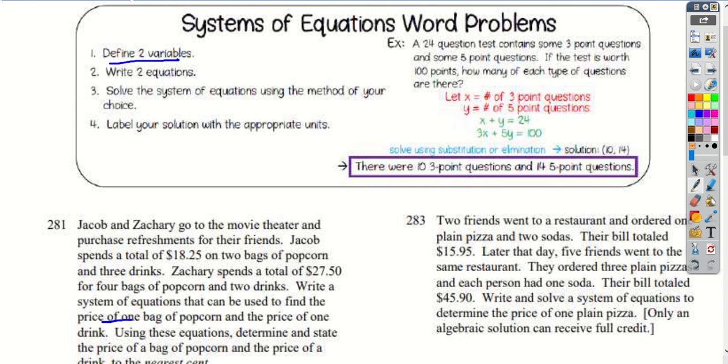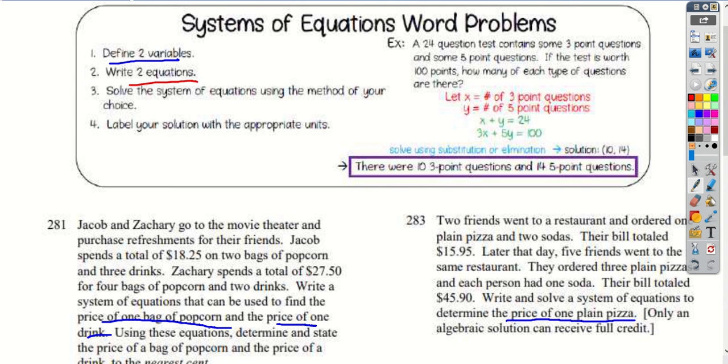And it says the price of one popcorn and the price of one drink, and then determine. So here I have to come up with a system of equations first, and then I have to actually solve it. Same thing. Write and solve the system of equations to determine the price of one plain pizza. So this question is going to help us get the key. Then we make our equations by reading the problem.